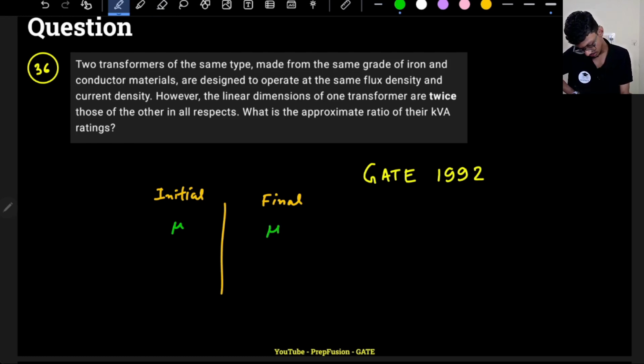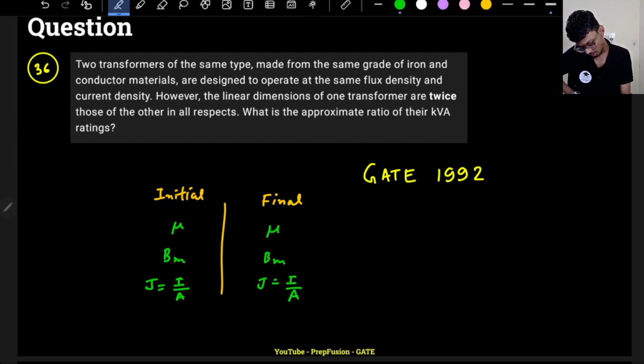And they're telling me that they are designed to operate at the same flux density and current density. So that means my Bm also will not change. Current density means my J will not change. J is the current density. J is equal to I by A. This will also not change. I by A will not change.